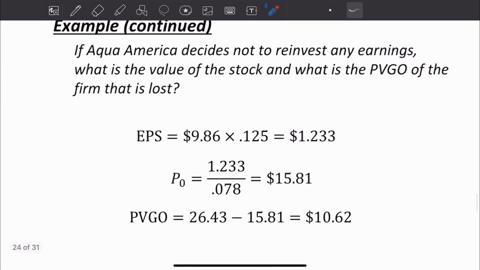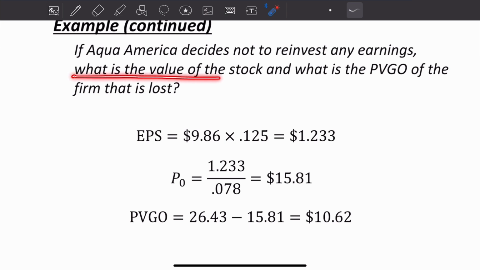The example continues here. If Aqua America decides not to reinvest any earnings, meaning that they're going to pay out all of their earnings, or all of their profits, to the investors in the form of dividends, okay, so the plowback ratio is going to be 0, and the payout ratio is going to be 100%. They're going to pay out all of the profits back to the investors.